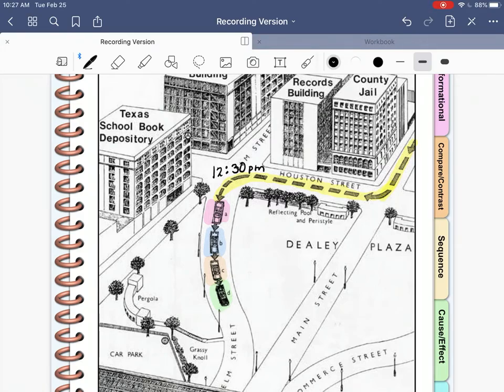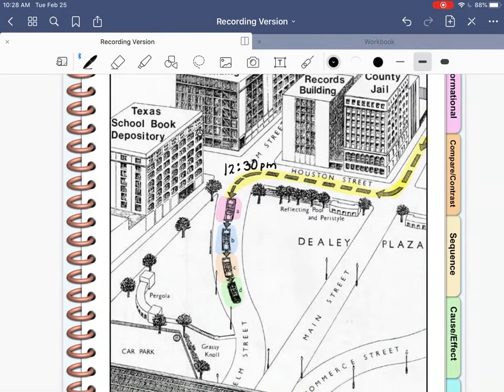Okay, so here are the events. I'm going to give you the events, and I want you to see if you can figure out where Lee Harvey Oswald was hiding. Where is the shooter in this picture?